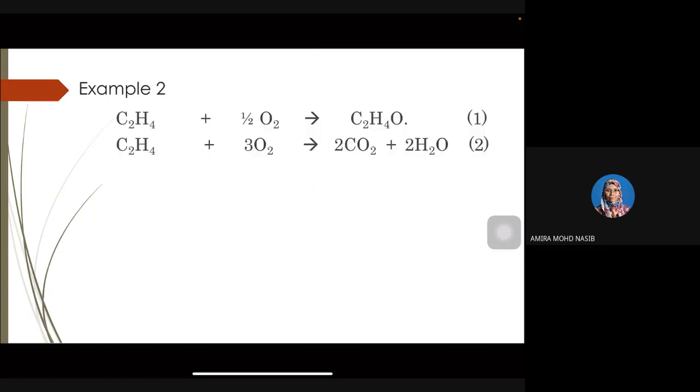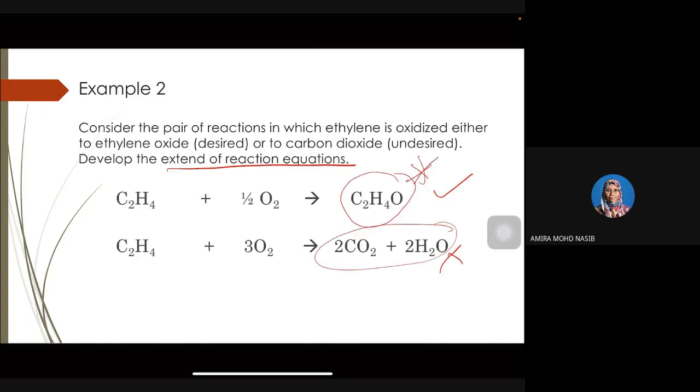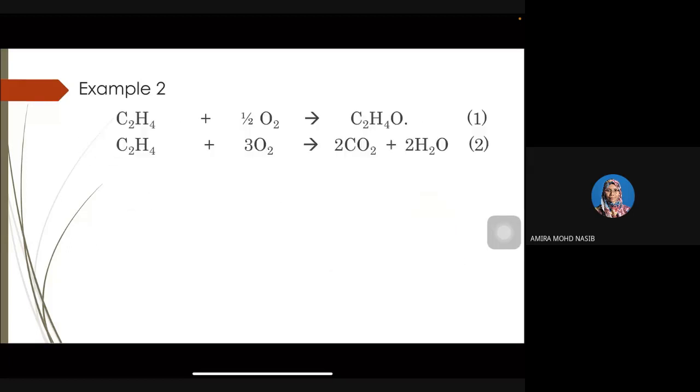Okay, so in this equation, we have two reactions that occur even though we use the same reactant, where ethylene is converted either into ethylene oxide or carbon dioxide. So in this question, I have labeled it up. For the desired one, we call it equation 1, and the undesired reaction, I label it as second. Okay, so how are we going to develop the extent of reaction?